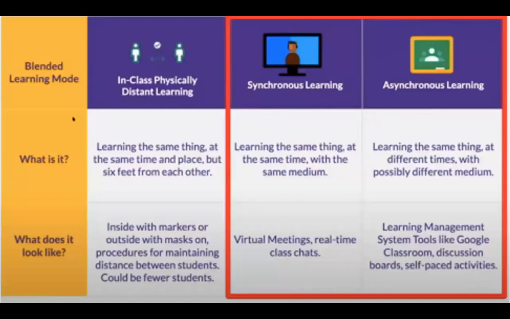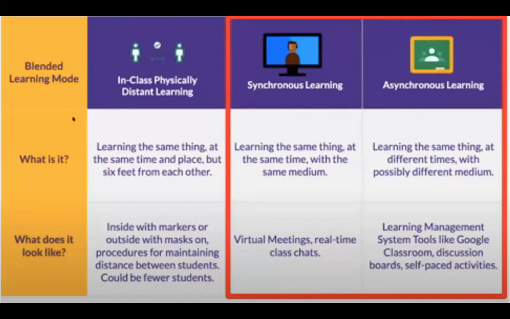And traditional learning is learning the same thing at the same time and place, but 6 feet from each other. What does it mean? Why do we mention the 6 feet here? After COVID-19 finished, we started classes again, but there are still some restrictions. You are in a classroom, but with 6 feet of distance, and you can take your education in the same place or the same medium. It will look like being inside with masks on, or outside, and maintaining distance between students, with fewer students.